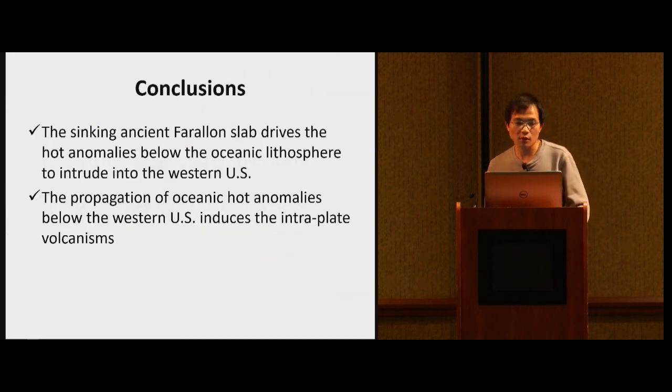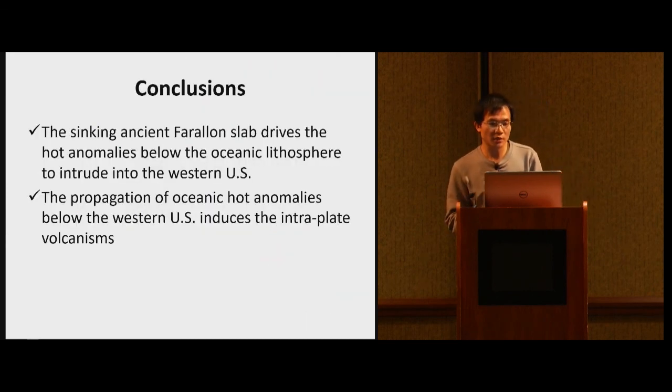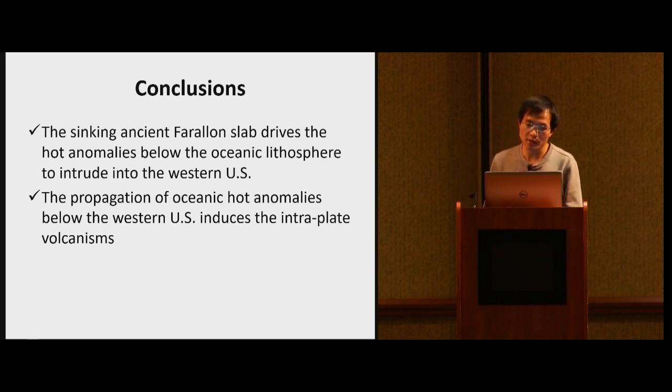So this comes to our conclusion. The sinking ancient Farallon slab drives the hot anomaly below the oceanic lithosphere to intrude into the western U.S. And the propagation of the oceanic hot anomaly below the western U.S. could predict the intra-plate volcanism.